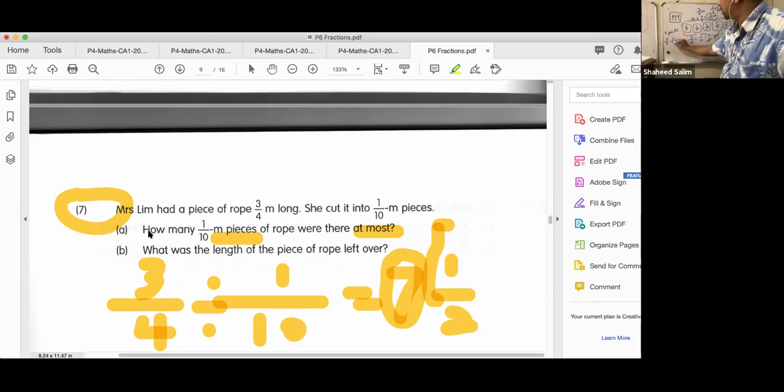Minus what was used, 7 over 10. Equals to, so you get 20 over 20, times 2 times 2 times 5 times 5. 15 over 20 minus 14 over 20 equals to 1 over 20. 1 over 20.